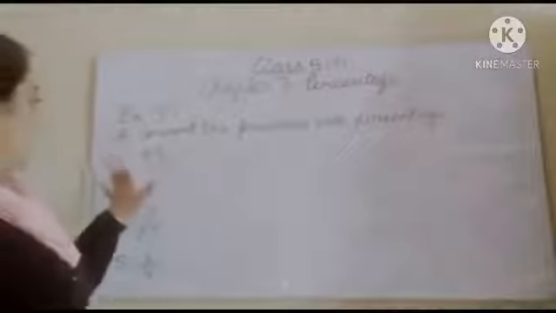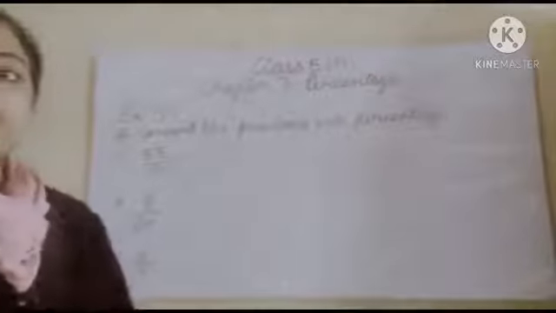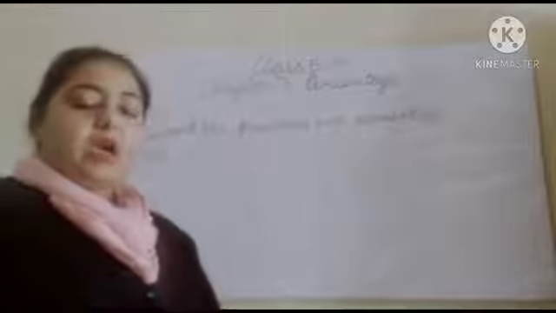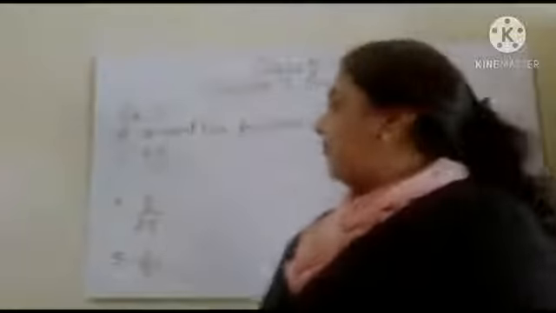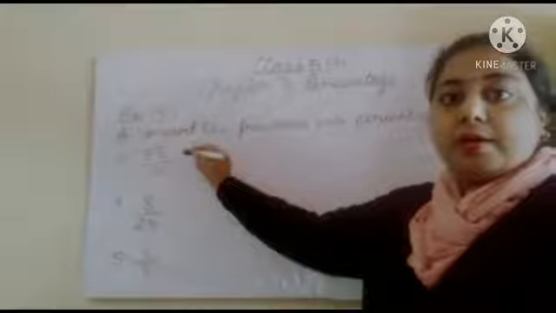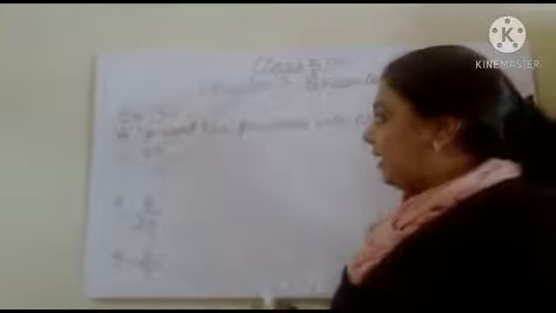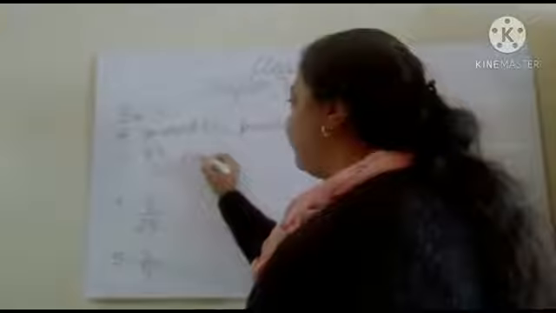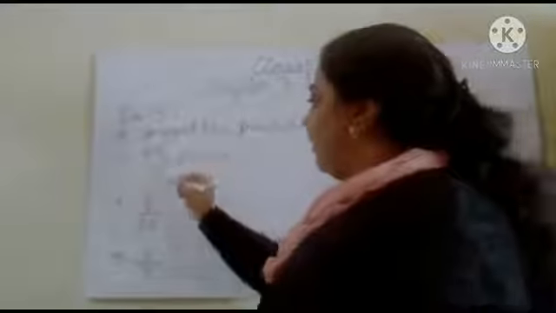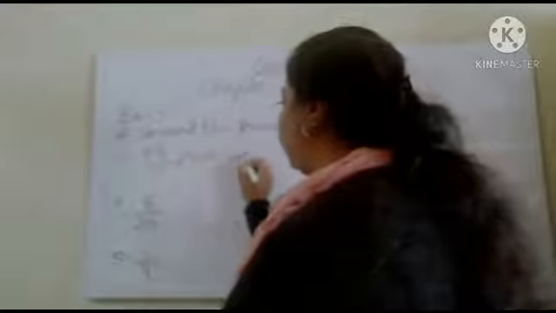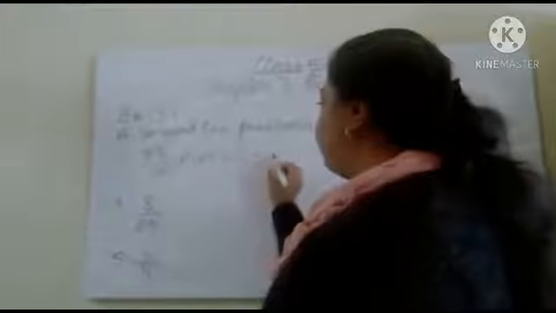Exercise 7.1. Question number A. First part is 55 upon 100. So how we convert this 55 upon 100 fraction into the percentage? So we multiply this by 100. Okay. So 100 cut with 100 and that is 55%.